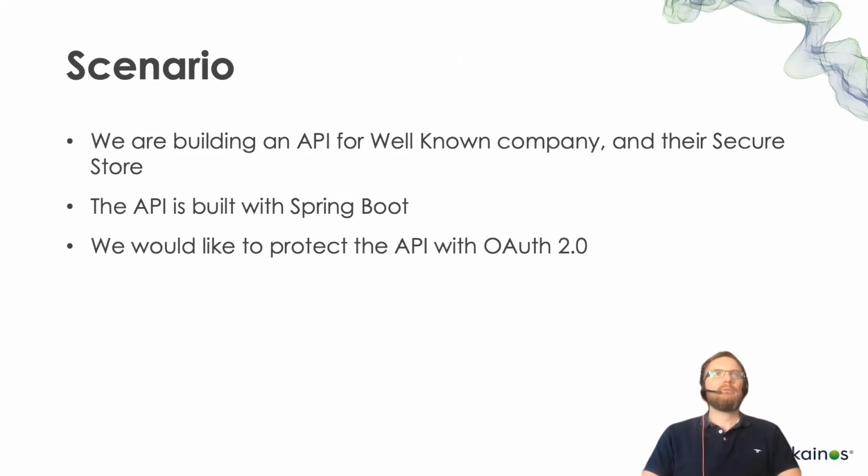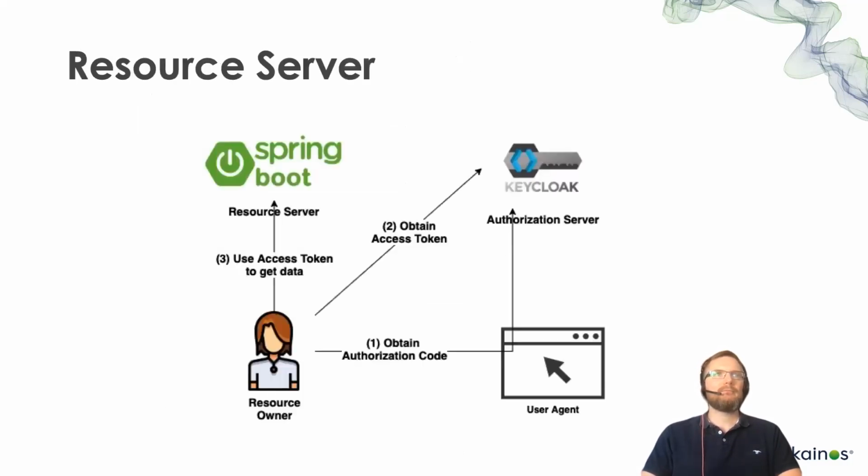So for our demo, I would like to build a small API for a company, let's call it well-known company, and their secure store. This API will be written in Spring Boot, and we would like to protect it with OAuth 2.0. So here's the illustration of the scenario. We don't have any application on purpose because I would like to show you how to obtain an access token, and we'll do it manually. So we will obtain the authorization code first, then we will obtain an access token from Keycloak, and finally we will present that token to get access from the resource server.